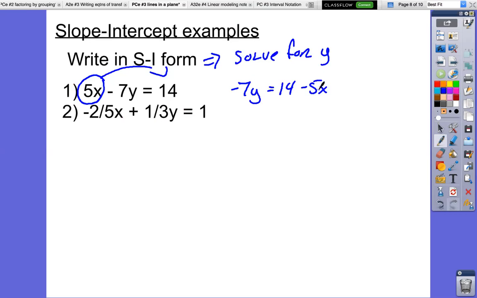Subtract it. By the way, some teachers care about it. I do not. The order doesn't matter. So some people say, my teacher said I had to put the x in front. Not when you get to upper level math. And I'll explain why in 1 second.